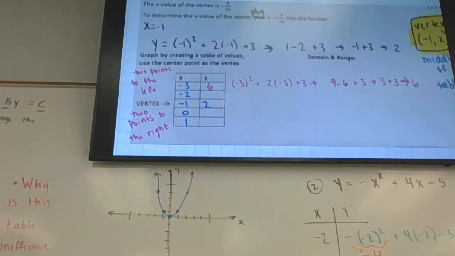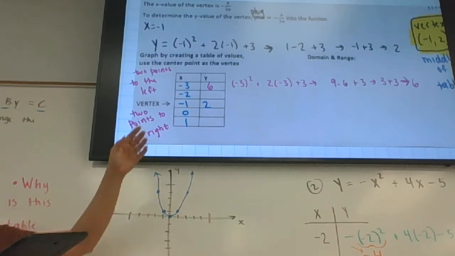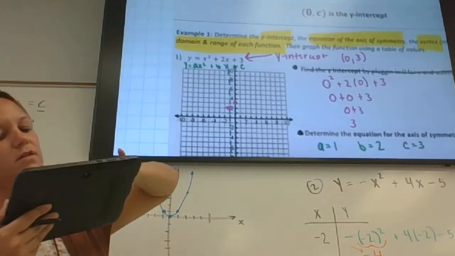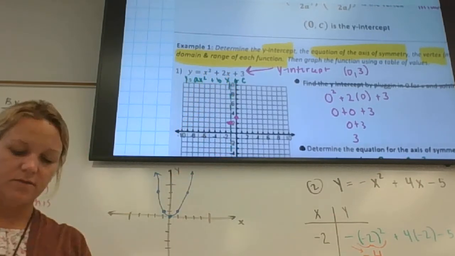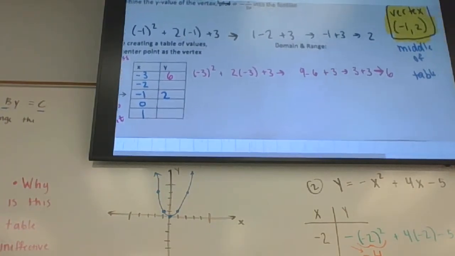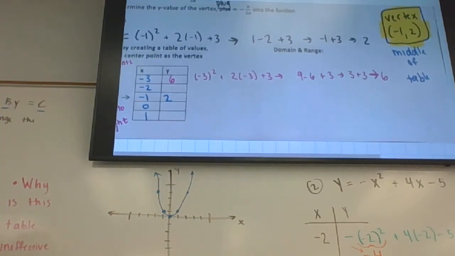Get a piece of paper and plug -2 in and see what you get out. Plug -2 into this equation, here and here. See if you can get the right number out. Zero, we already know it's the y-intercept, 3. I'll do 1 next. 1 squared, 2 times 1 plus 3. I get a 6 out.